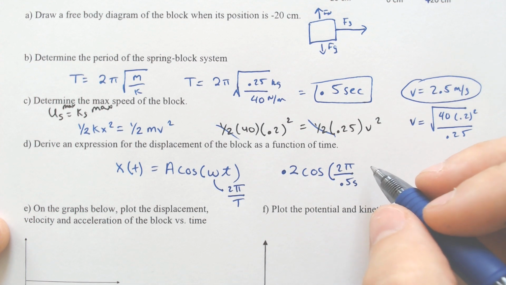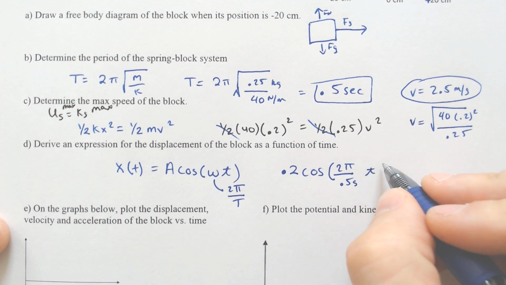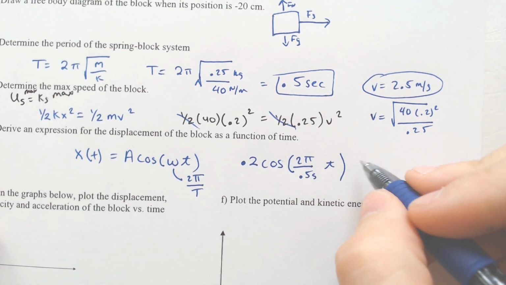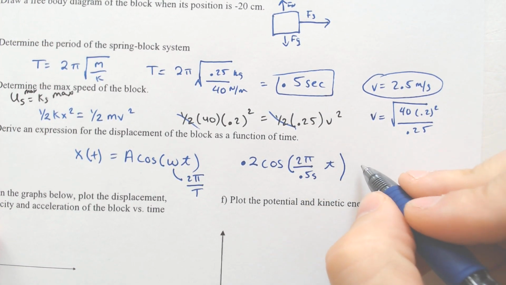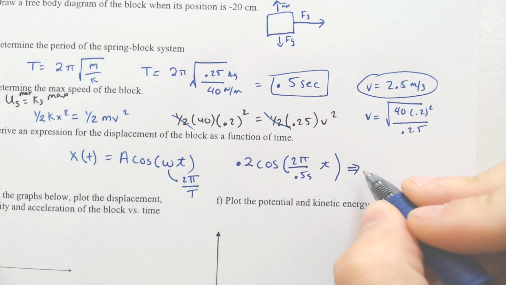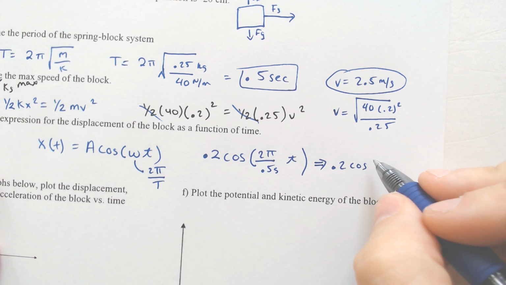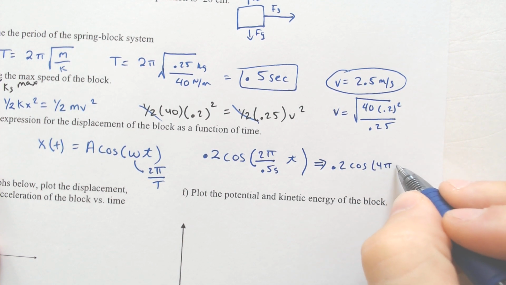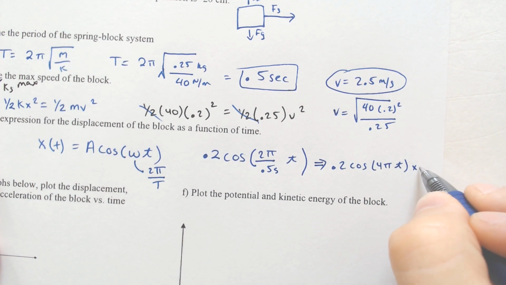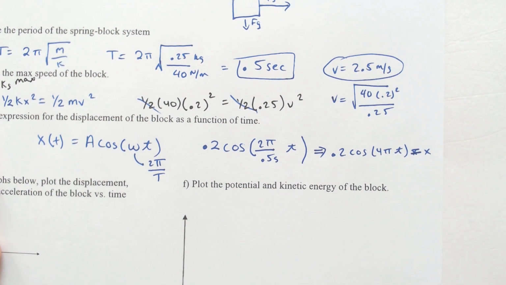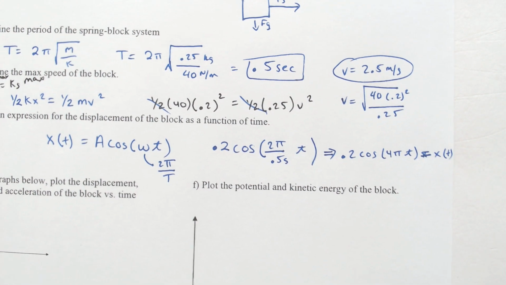And then we can multiply that by time. So if you do a little bit of simplifying here, 2 divided by 0.5 ends up being 0.2 cosine of 4 pi t. That would equal your x displacement, or your x as a function of time, more specifically.